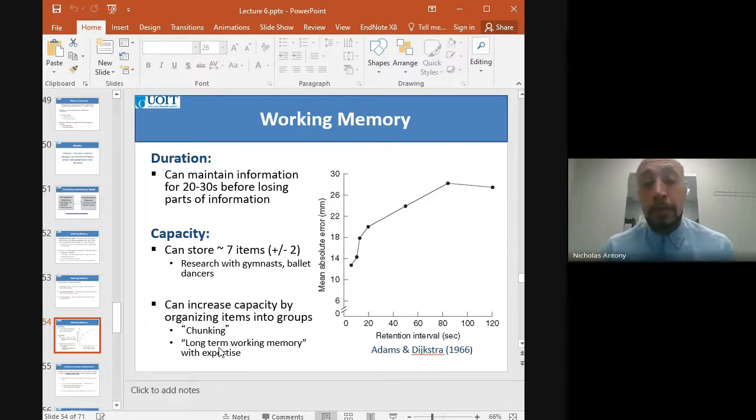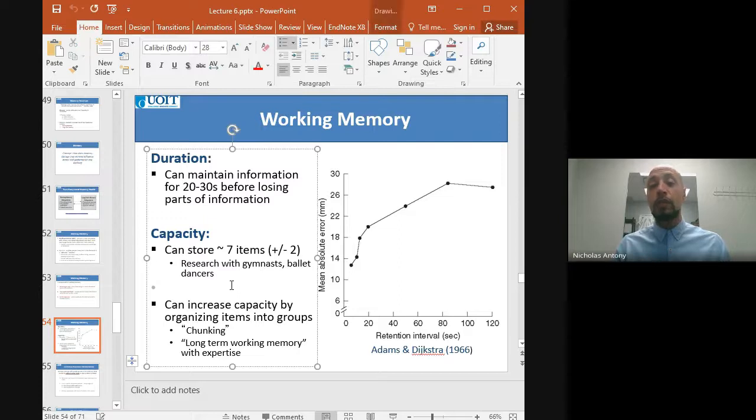With short-term or working memory, we basically have a capacity of this workspace to hold information for about 20 to 30 seconds. The capacity of our short-term or working memory is finite. We can hold information of about 7 plus or minus 2 different items. And so the only way to improve our working memory capacity is by chunking or organization.